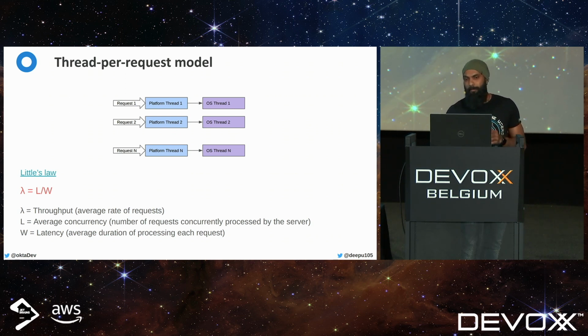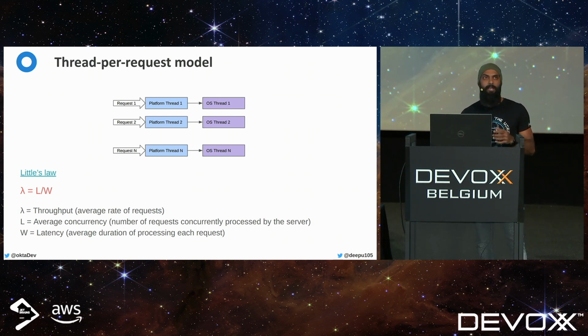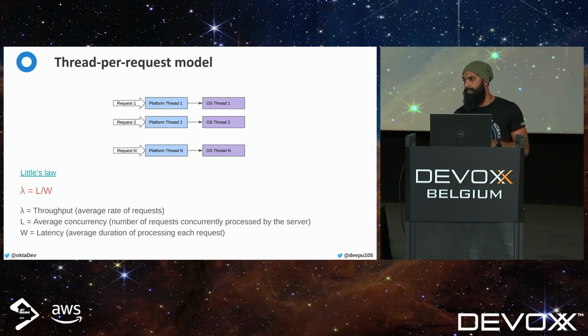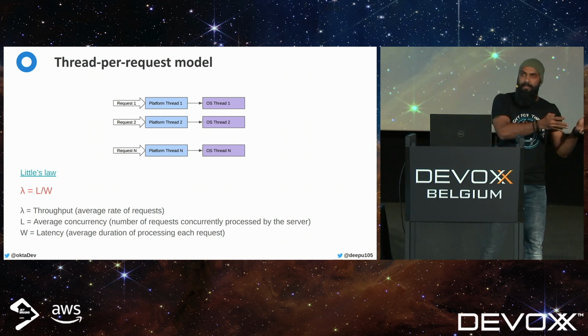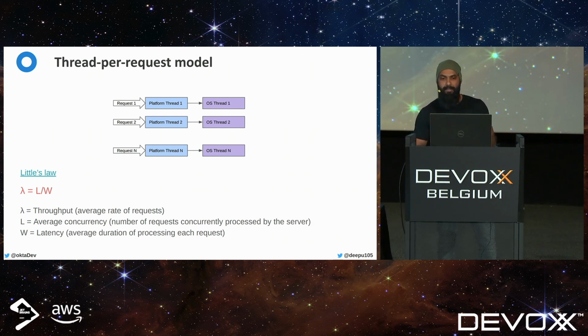So in a thread per request model, the throughput will be limited by the number of OS threads available, and also by the amount of memory available for that particular JVM. Of course, OS threads are dependent on physical threads, right? So your CPU has a limited number of physical threads, and platform threads are dependent on that, and also dependent on the memory that is available.